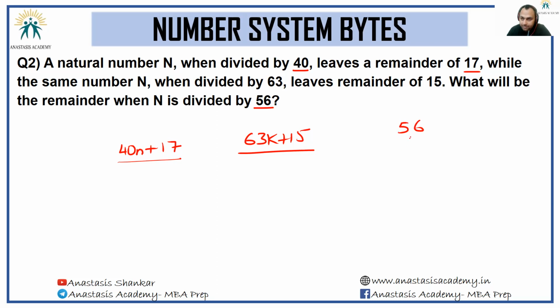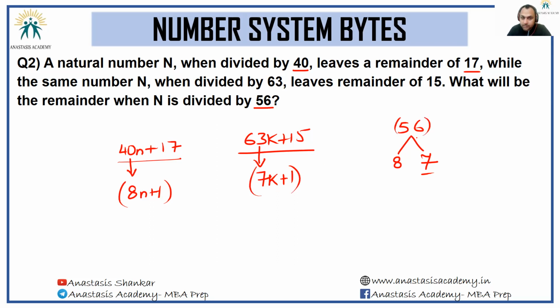If I need the remainder by 56, I need the remainder by 8 and the remainder by 7. Can I get the remainder by 8 from anywhere? Yes, from here I can get it. Remainder with 8 will be 1. If it is a 40n plus 17 kind of number, remainder with 8 will definitely be 1. Now I need the remainder with 7. From here I will get remainder with 7 is also 1. So remainder with 8 is 1, remainder with 7 is 1.